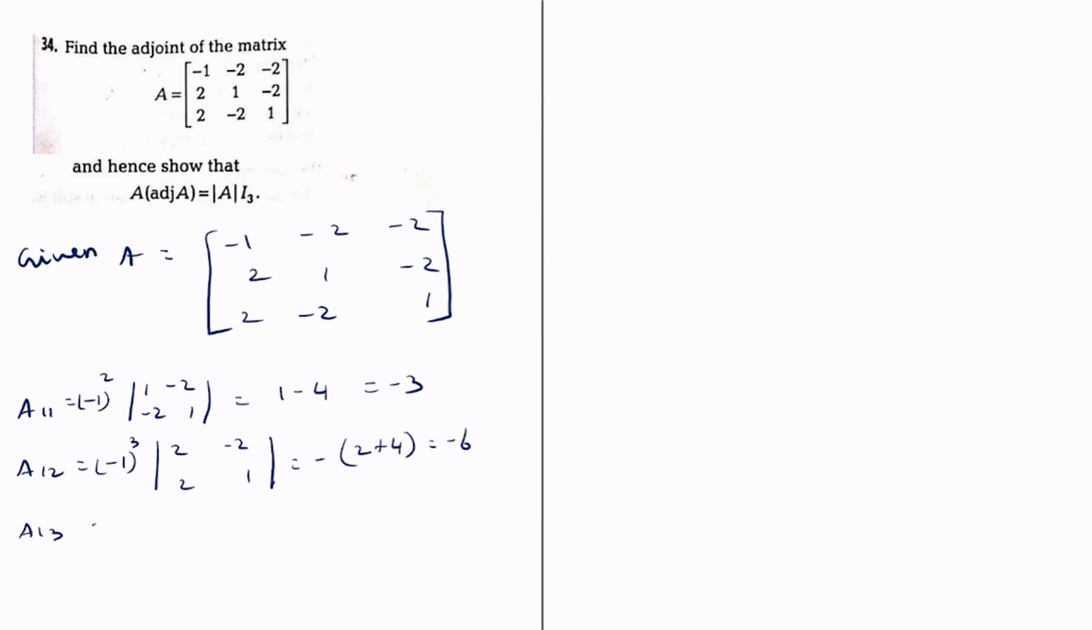Then A13, it is minus 1 the whole raised to 1 plus 3, 4. We have to delete the first row and the third column. Determinant of [2, 1; 2, -2]. So it is minus 4 minus 2, which is again minus 6. Similarly, we can find the cofactor of the other elements.